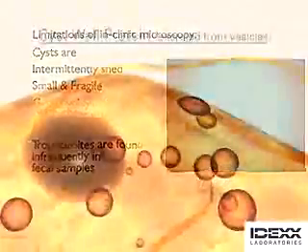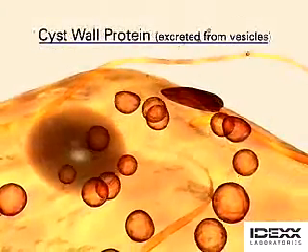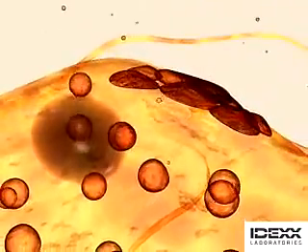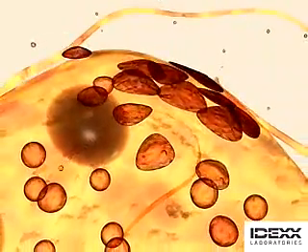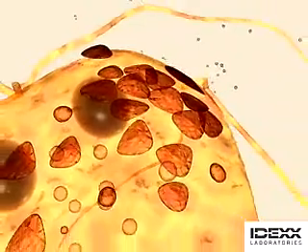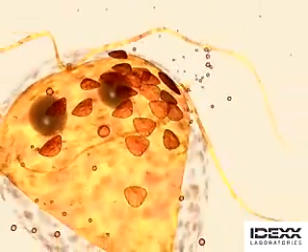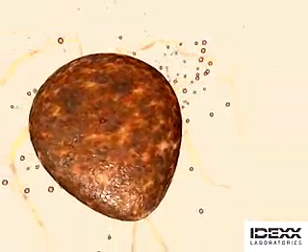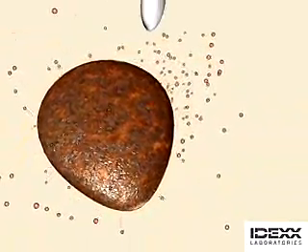During the encystation phase, when cyst wall protein, CWP, is being excreted onto the surface of the trophozoite, a good amount of the protein escapes into the surrounding fecal material. It is this protein that the IDEXX SNAP Giardia test identifies. Let's look at how the new IDEXX test detects Giardia.